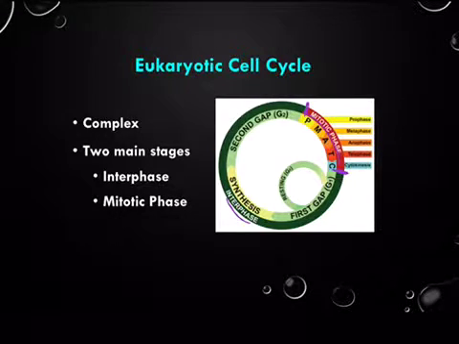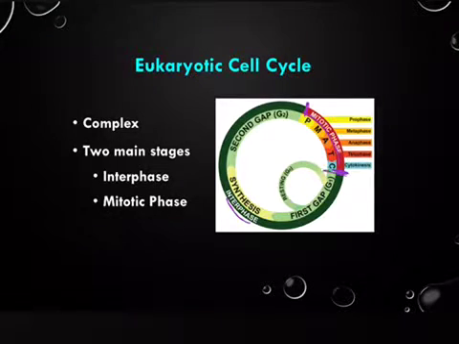And so then, if you look at the inner circle, it will show you how each of these two stages are broken down. So interphase is broken down into the first gap phase, then synthesis, and then lastly, the second gap phase. Then your mitosis phase is broken down into prophase, P for prophase, M for metaphase, A for anaphase, T for telophase, and C for cytokinesis.